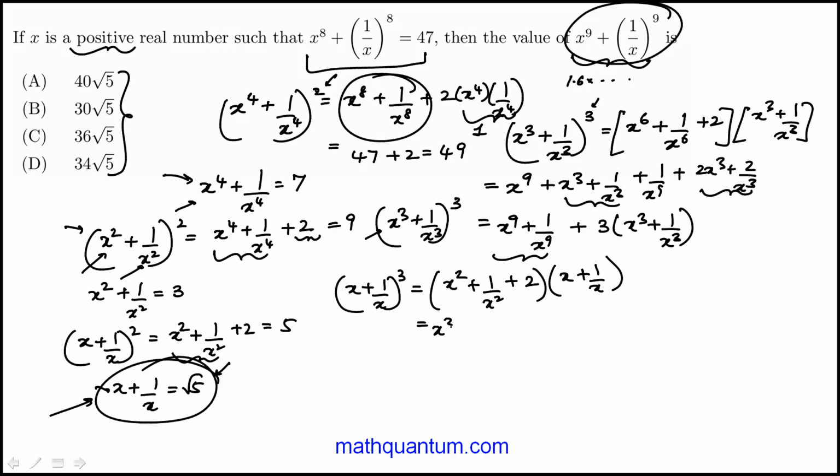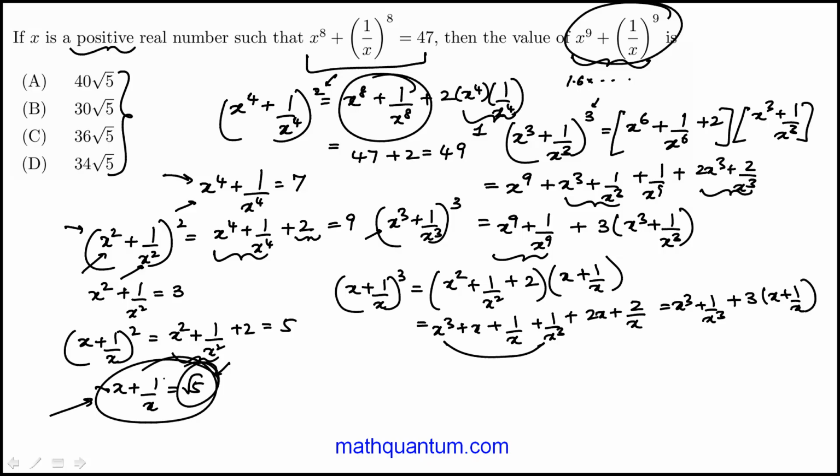So x cubed plus x plus 1 over x plus 1 over x cubed plus 2x plus 2 over x. That's the x cubed plus 1 over x cubed piece. And then we'll get 3 times x plus 1 over x. And note, we do know what x plus 1 over x is. So that's cubed. So that would be 5 root 5, because you're multiplying root 5 with itself 3 times. And the goal here is we're trying to find this value. And then this would be 3 times root 5. So that means x cubed plus 1 over x cubed is 2 root 5.